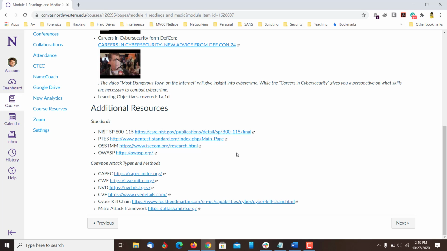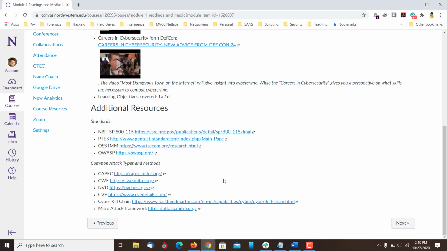And on top of that, we look at the common attack types and methods, everything from the CVE, which has all the common vulnerabilities and exposures, to the cyber kill chain, which is quite interesting because it was developed by a defense company, Lockheed Martin to be precise, because they had gotten taken over by an APT and had some of their fighter plane plans stolen, and how an APT works.